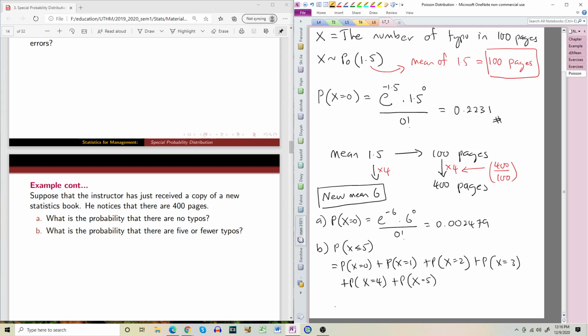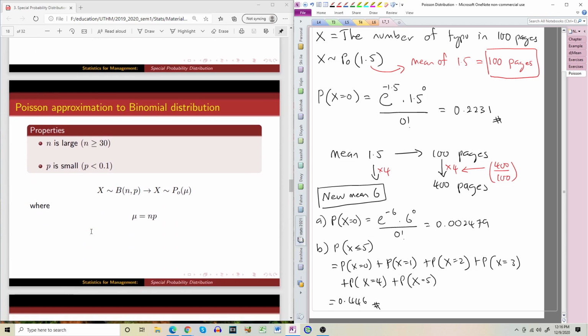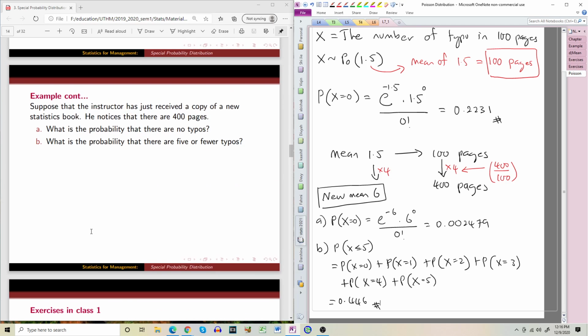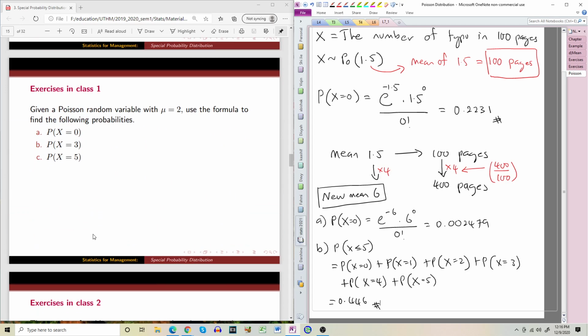If you do this, your answer should be 0.446. Those who have done this, try exercise in class 1. I gave you 5 minutes.